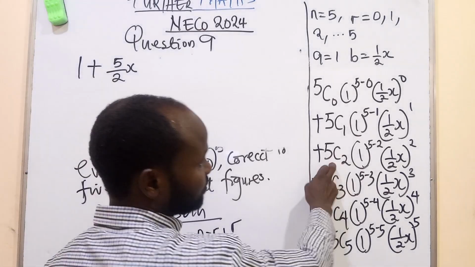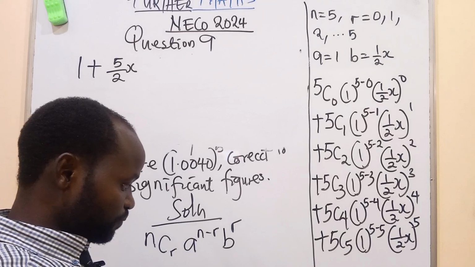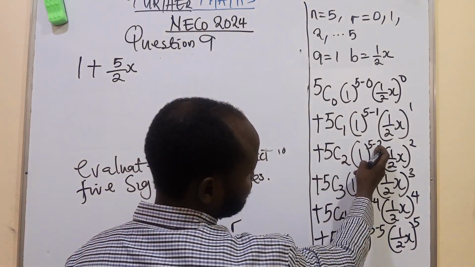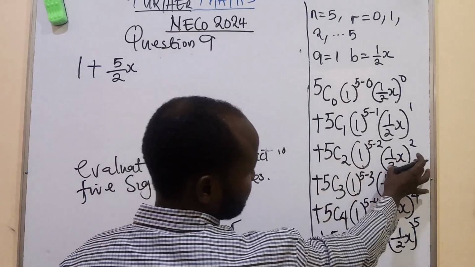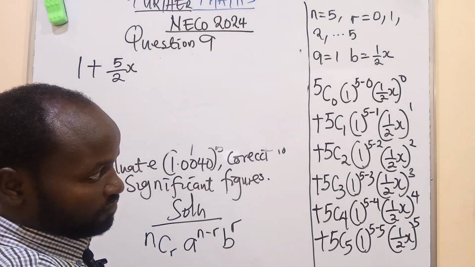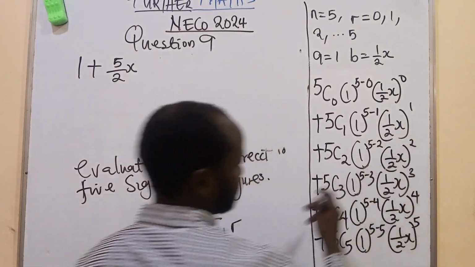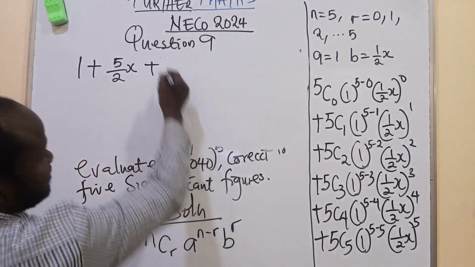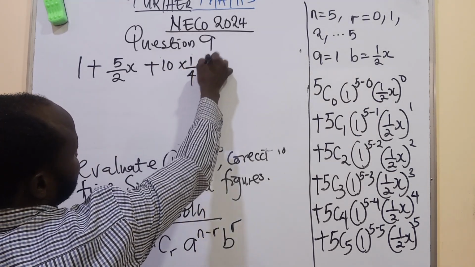Let's move to the third one now. When r is 2, 5 combination 2 is 10. 1 power 5 minus 2 is 3. 1 power 3 is still 1 times 10, which is 10. But here we have half squared. Half squared will be 1 over 4 x squared, because half squared is 1 over 4, then x squared, times 10. So we have plus 10 times 1 over 4x squared.